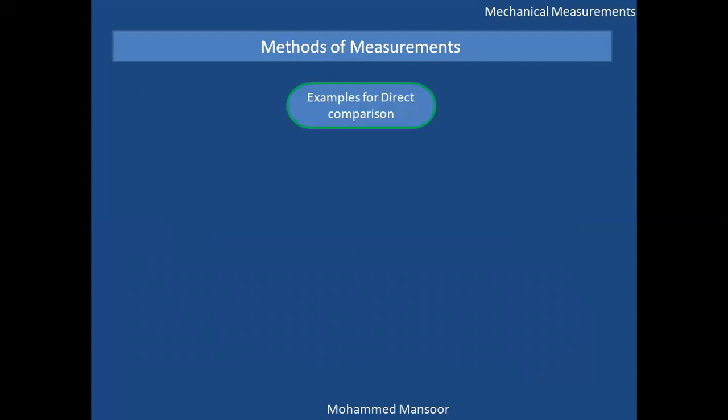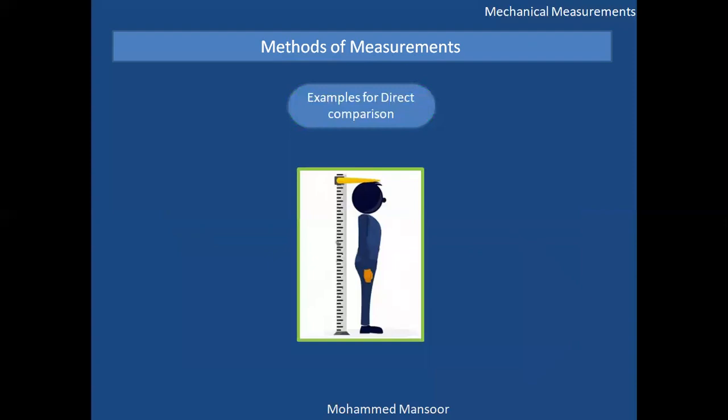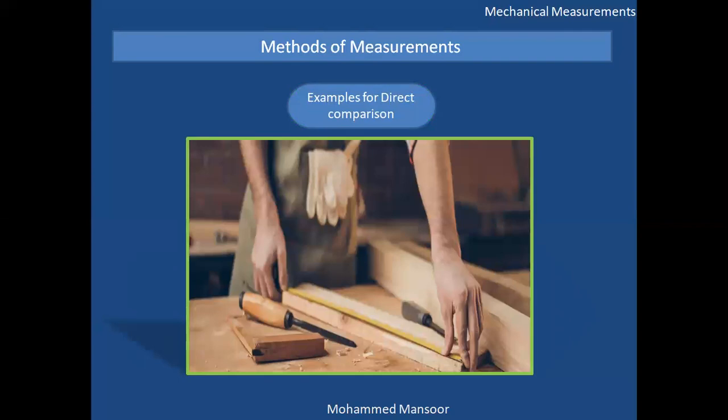For example, for the direct comparison, look at the picture. A person is measuring his height and he is comparing with the scale. The scale is called a standard scale because it is predefined, and the height of the person is regarded as the unknown magnitude. Here the person compares his height with the scale and he gets the value. The second picture explains a carpentry work. A person stretches the tape along the wood slab, compares the wood with that tape and gets the value, that is, the length here, or he can get the width and height also by using the tape.